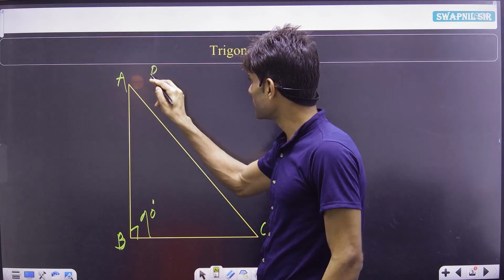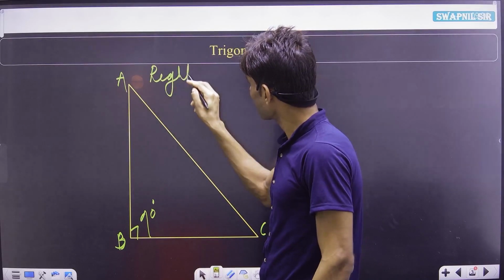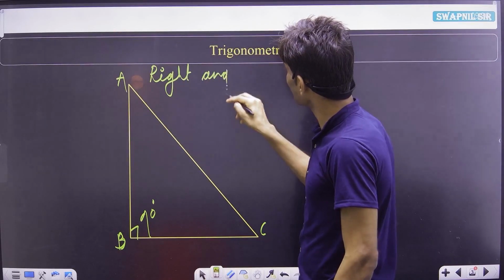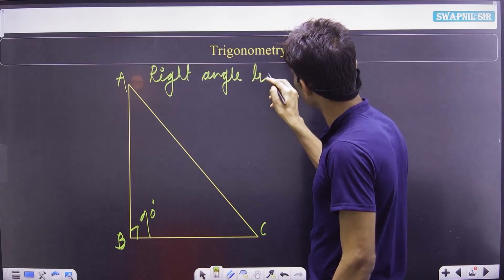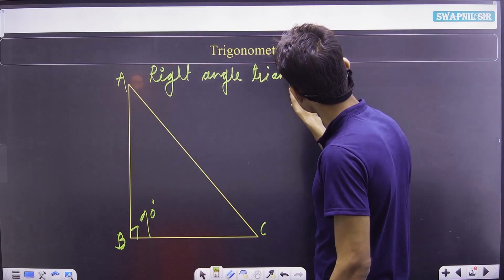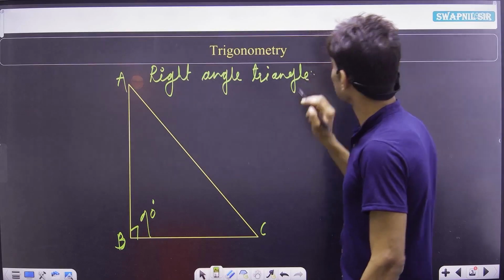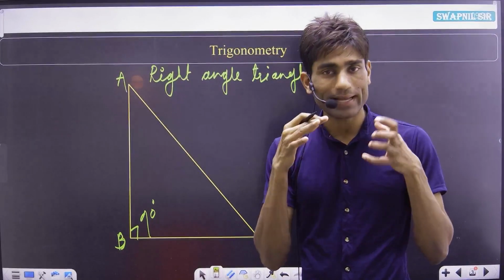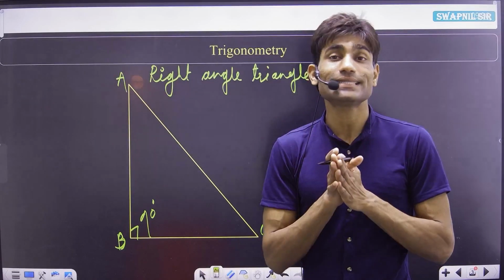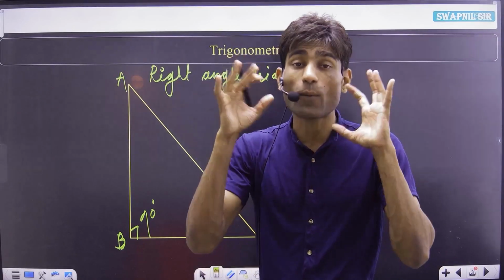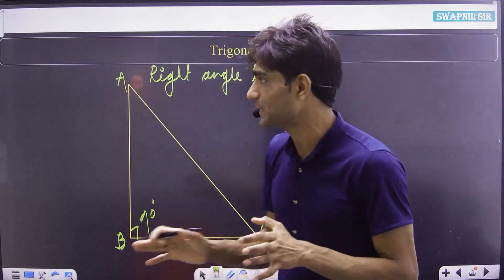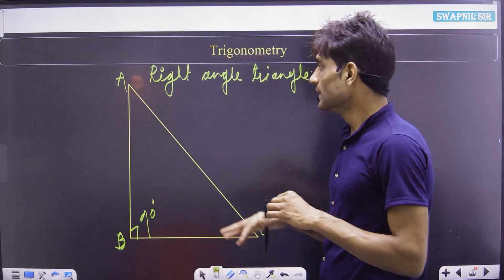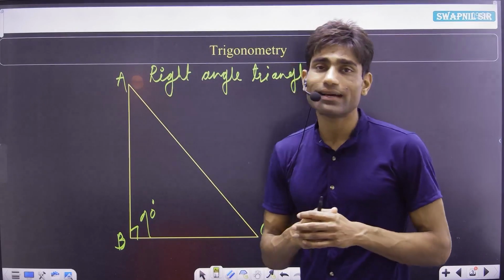This one is the right angle, so this is a right angle triangle. One of the angles is 90 degrees here. The remaining 2 angles we don't know, but their sum is 90 degrees, as we know that the sum of all angles of a triangle is 180 degrees, and since one is 90, the remaining two sum to 90. Now think about angle A and angle C.